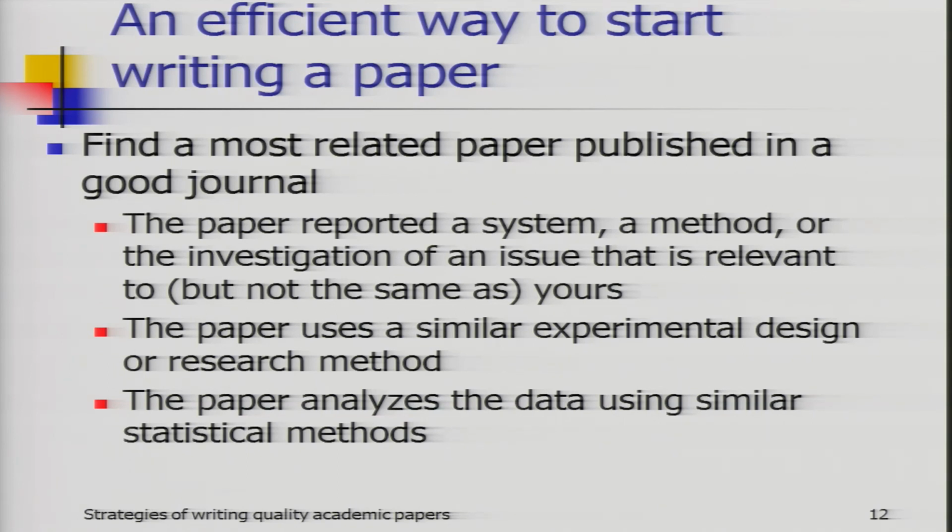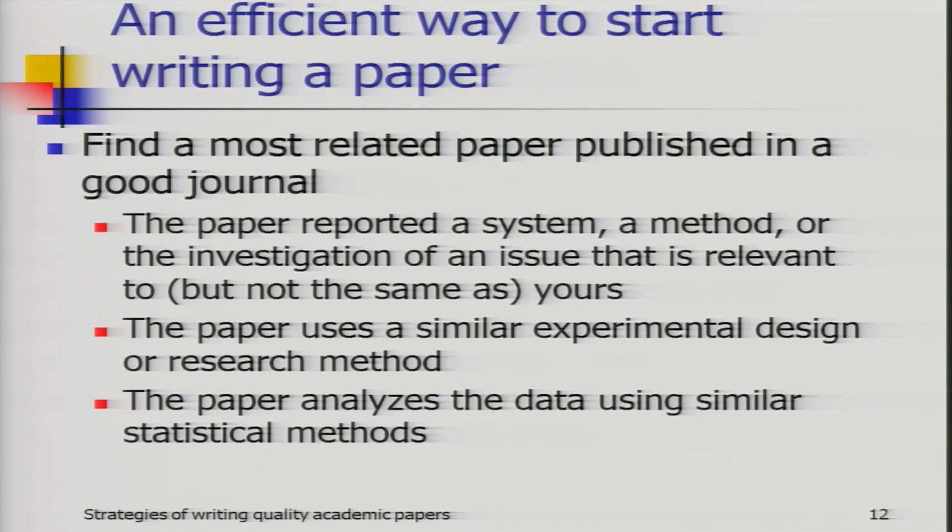Okay, so I want to tell you a secret of how to start writing an English paper efficiently. First of all, you need to find a most related paper published in a good journal. Not a bad journal, because you need to find a template to follow. And then the paper must report a system, a method, or the investigation of an issue that is relevant to yours. Of course, not the same. If you find some paper exactly the same as yours, then you don't need to publish it. It should be similar or relevant to your topic.